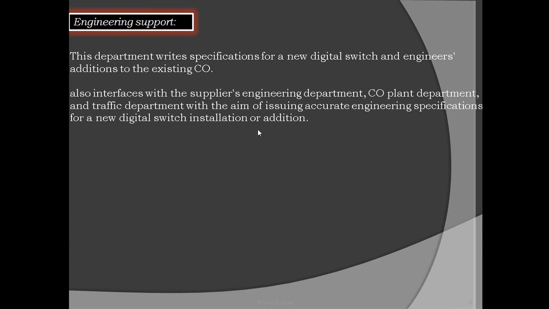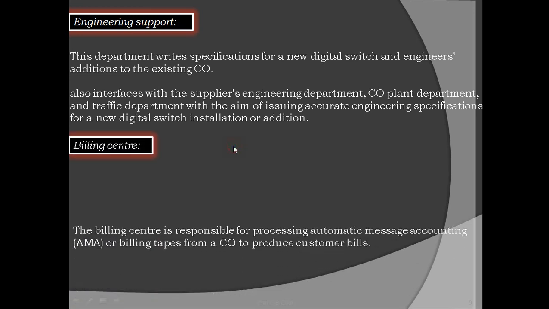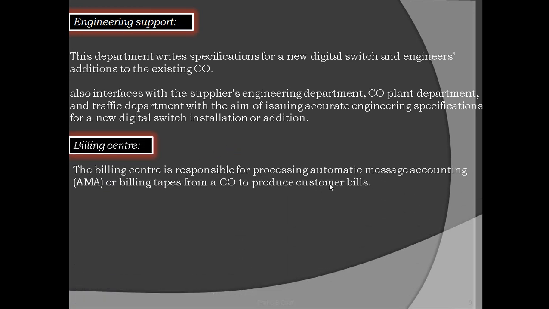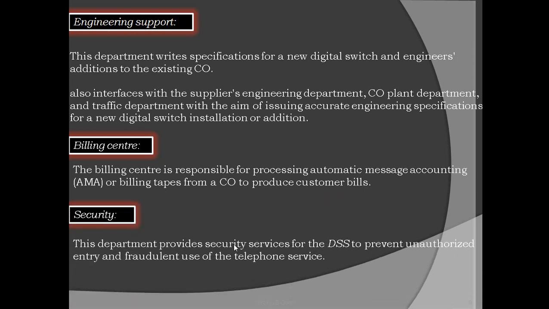This new installation or addition will come into the picture only when the traffic handling capability of a particular CO is exceeded, or some maintenance problems are severe. Only in that case will these things come into the picture. Whereas the billing center is responsible for processing AMA, automatic message accounting, or billing tapes. After that it will produce the customer bills. Next come the security issues, which provides security service for the DSS to prevent unauthorized access or fraudulent use of the telephone services.